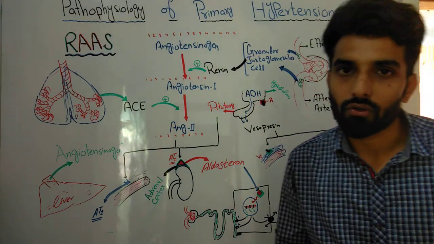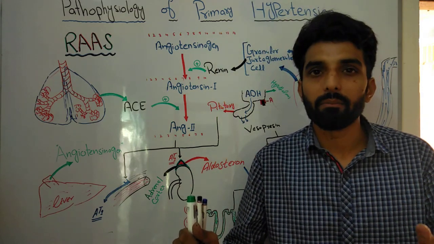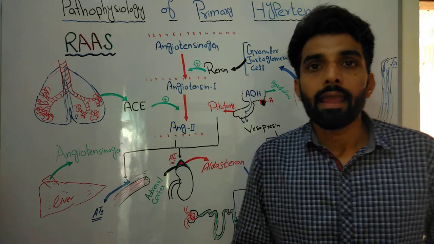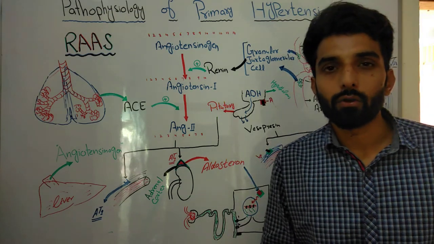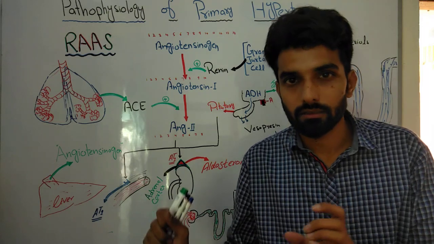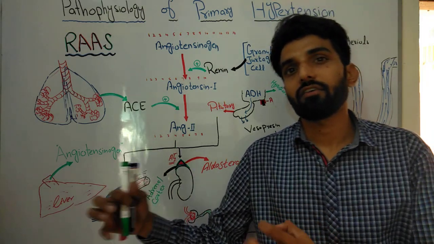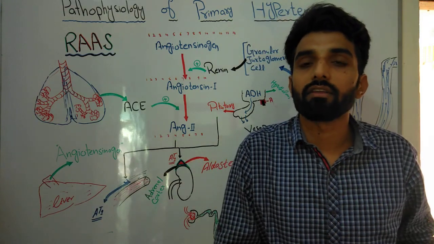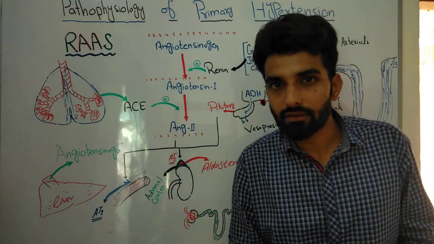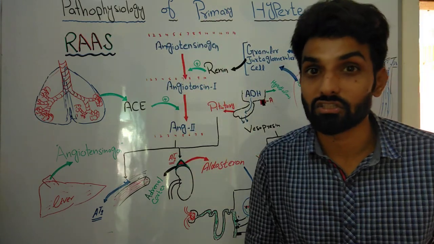Hello friends, we were talking about hypertension, and in the previous class we talked about two types of hypertension, primary and secondary. In that video lecture we talked about how primary hypertension does not have any specific cause, while secondary hypertension must have some secondary reason that is ultimately causing the hypertension. In today's lecture we will be talking about the pathophysiology of primary hypertension.